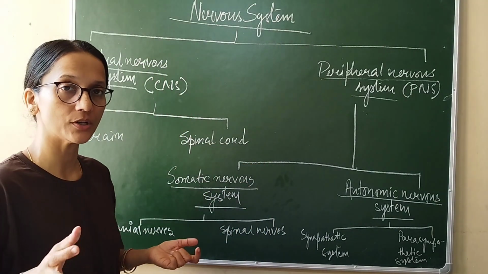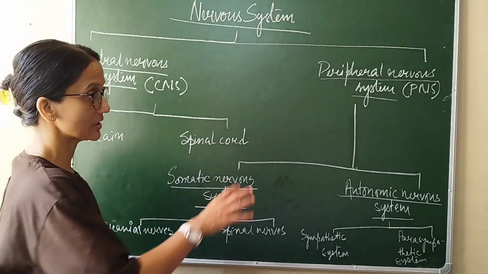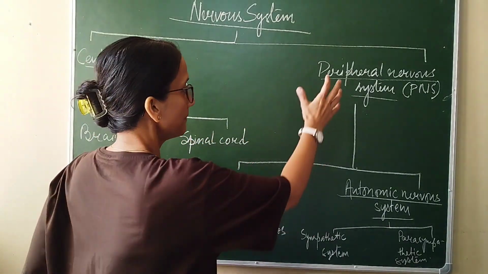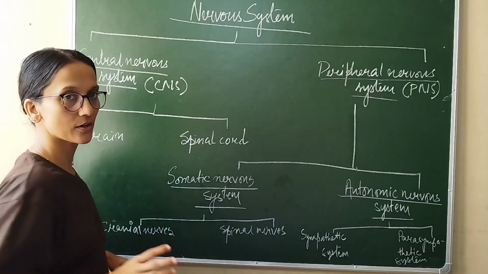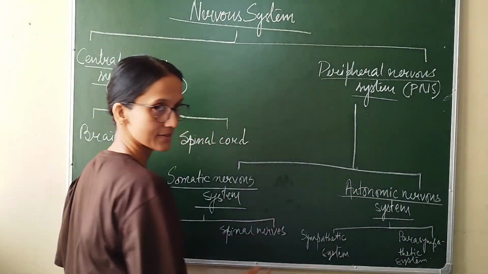That means we talk about nerves which are either going in or coming out of the central nervous system. That is why we use the word peripheral. Peripheral nervous system again is divided into two: somatic nervous system and autonomic nervous system.